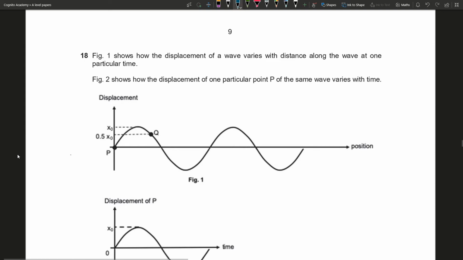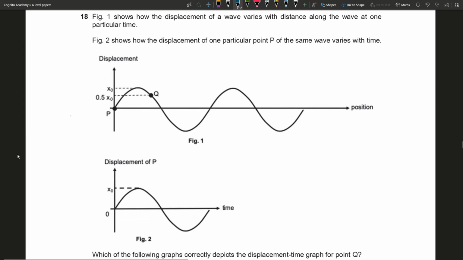Question 18. Figure 1 shows how the displacement of a wave varies with distance along the wave at one particular time. Figure 2 shows how the displacement of one particular point P of the same wave varies with time. This is our point P. And this graph shows the displacement of P with time, and we notice that it first moves upwards, meaning that our wave here is actually traveling to the left. That's why our P can move upwards.